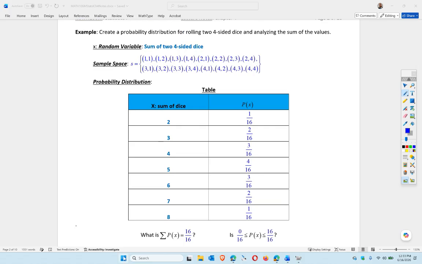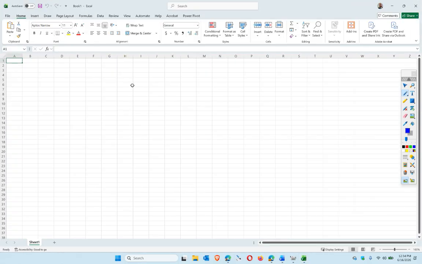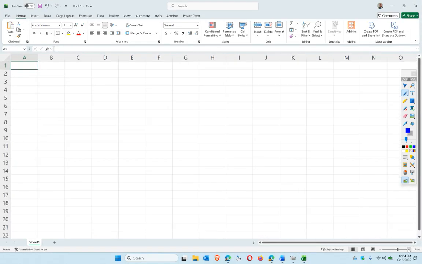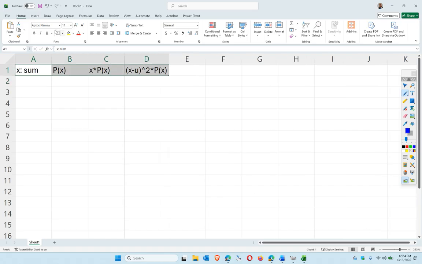You can use the online Excel or the local one, it doesn't really matter. We need the X, the sum, here. We need the P of X here. We need the X times P of X here. We need X minus mu squared times P of X here. Let's make that a little bit bigger. We'll highlight all those yellow, middle align, bold them, and box.